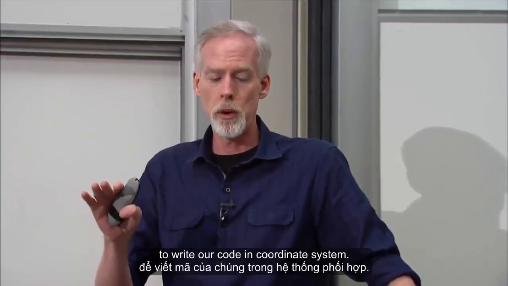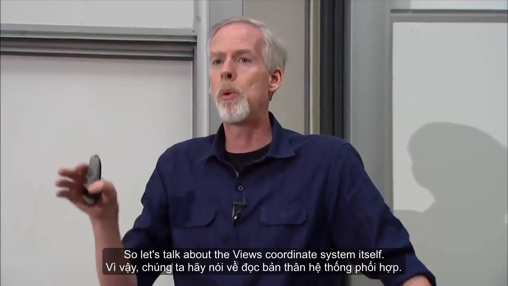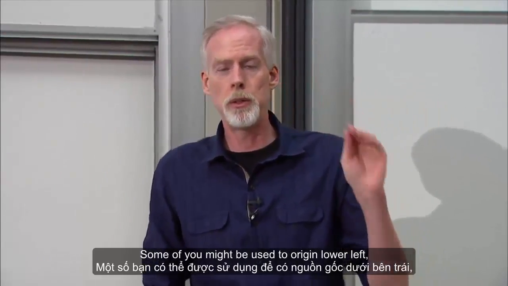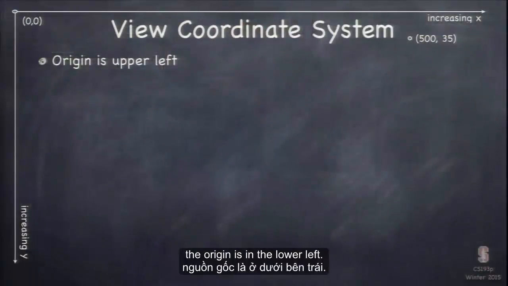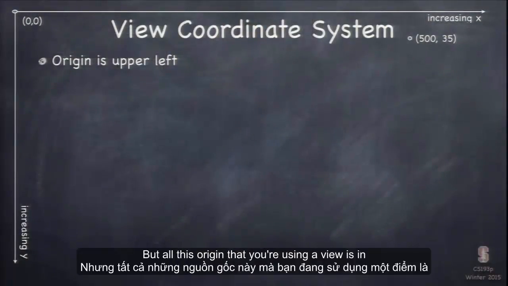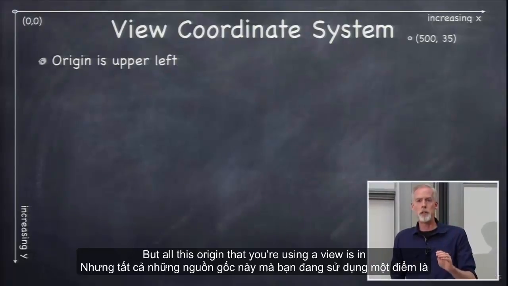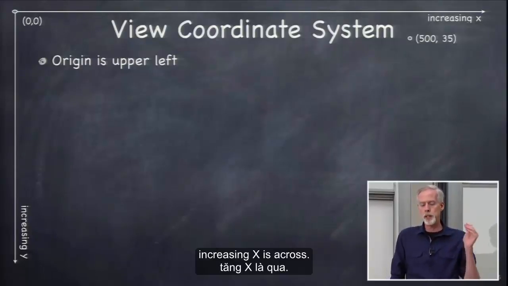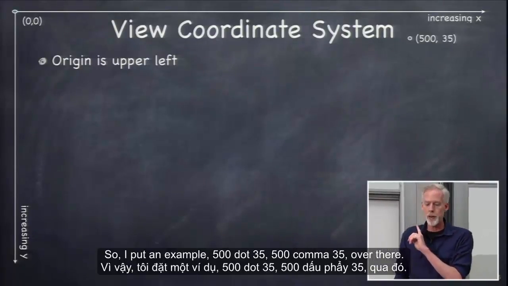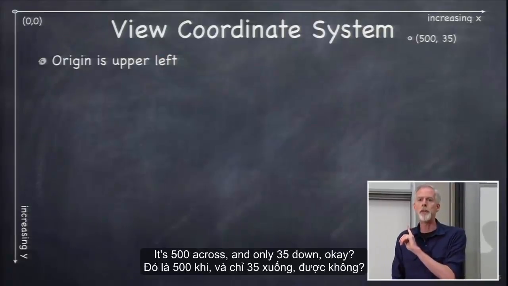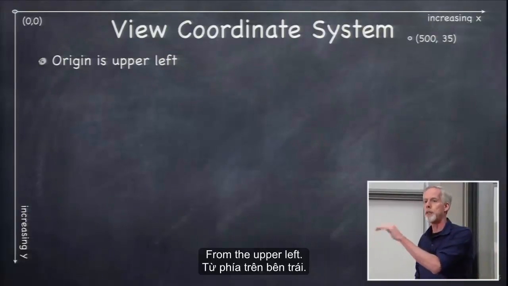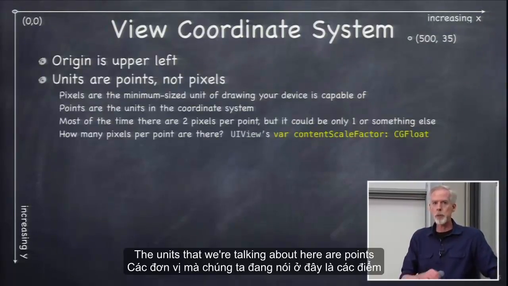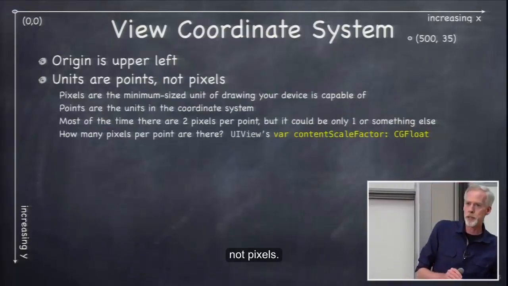All right, so those are the kind of data types we're going to use to talk about our coordinate system and to write our code in our coordinate system. So let's talk about the view's coordinate system itself. First of all, origin upper left. Some of you might be used to origin lower left, like Cartesian coordinates, where the origin is in the lower left. But the origin that you use in a view is in the upper left. So that means increasing y is down the screen. Increasing x is across. So I put an example, 500, 35, over there. It's 500 across and only 35 down, okay, from the upper left. The units that we're talking about here are points, not pixels, okay?